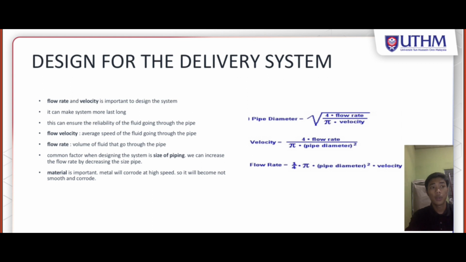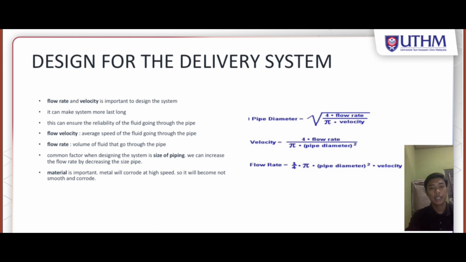So flow velocity is the average speed of the fluid going through the pipe, and flow rate is the volume of the fluid that can go through the pipe. As you can see, there are the formulas for velocity and flow rate. The common factor when designing the delivery system is the size of the piping, which includes the pipe diameter. So we can increase the flow rate by decreasing the pipe size.